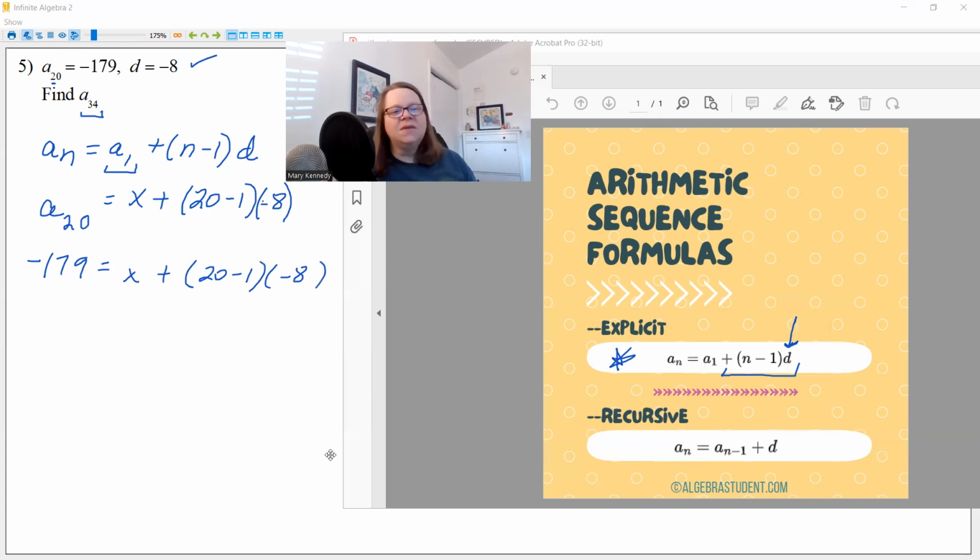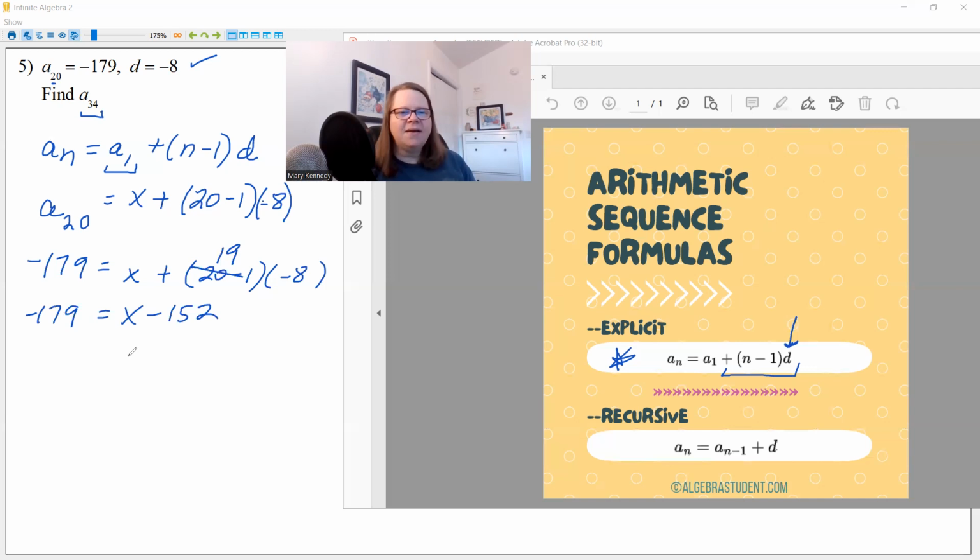Okay. So in this case, I could solve for x and figure out, look back at what x equals. X is the first term. If I know the first term, then I can find the 34th term. So we have to kind of go around and find something extra before we can actually get to the answer that we're looking for. So 20 minus 1 is 19. And then we have 19 times negative 8. And I'm glad if you know that, but I don't know that. So negative 152. All right, x minus 152 equals negative 179.